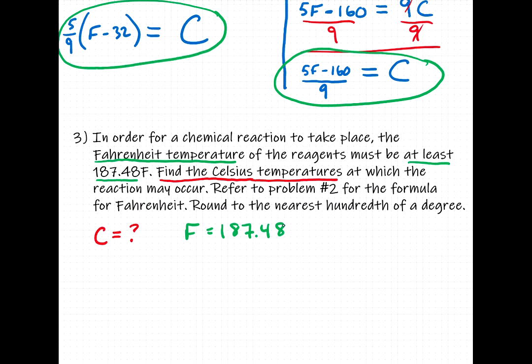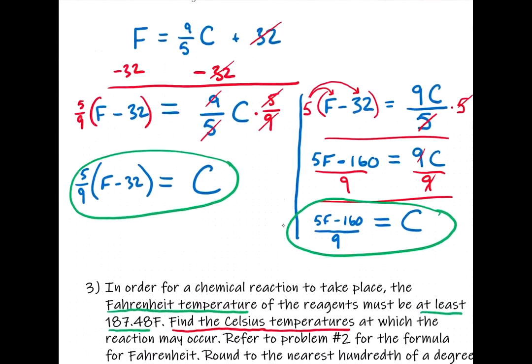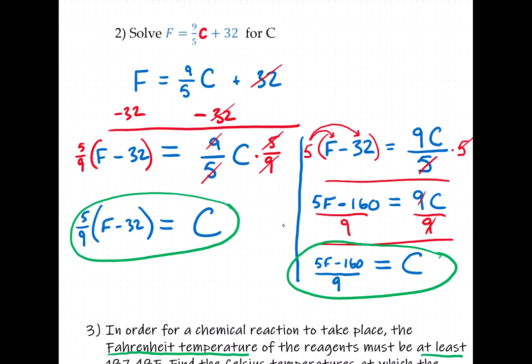So it says refer to problem 2. Let me scroll back up to the full problem 2. We have 2 equations that we could use. We have this one, given in the original problem, and we have this one in our solution. Now we could use either one of those. Both give you the same answer. I'll use the one on the right, it doesn't matter. It's just my preference.